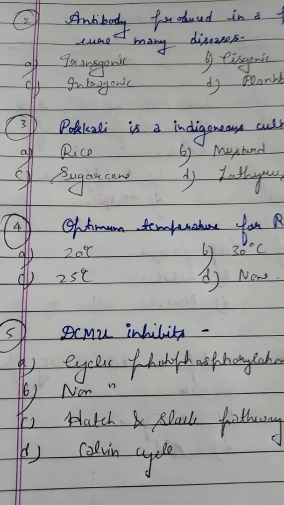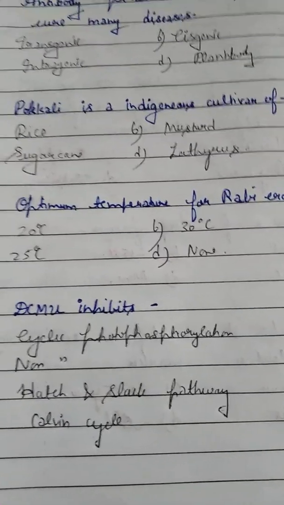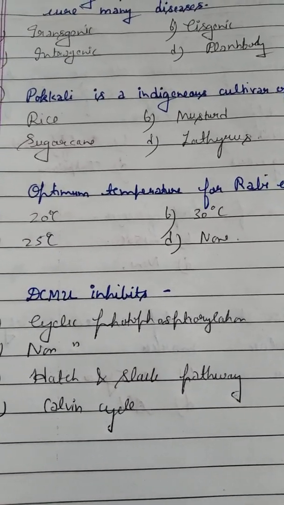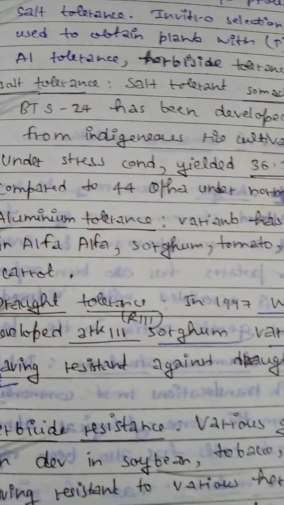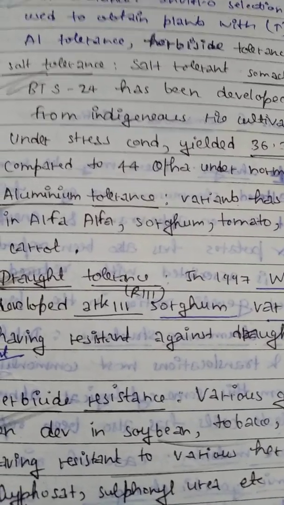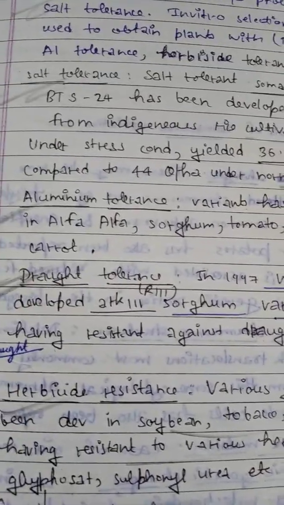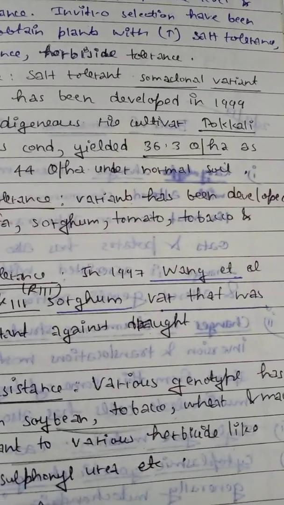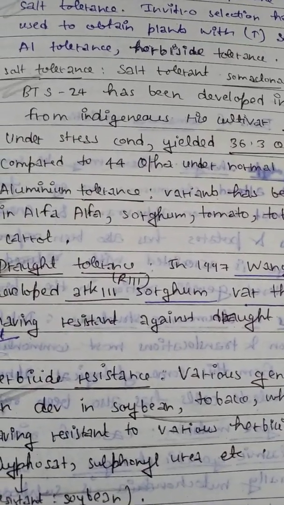Students, question number 3. Pokkali is an indigenous cultivar of option A, rice. Option B, mustard. Option C, sugarcane. Option D, lathyrus. So students, you have to tell which crop this indigenous cultivar Pokkali belongs to. This question can be important for you. A salt tolerant variety of rice, BTS24, has been developed from the Pokkali rice cultivar, and it is a somaclonal variety. Please remember BTS24 is a somaclonal variety developed from the indigenous rice cultivar Pokkali. So Pokkali is the right answer and it is an indigenous cultivar of rice.